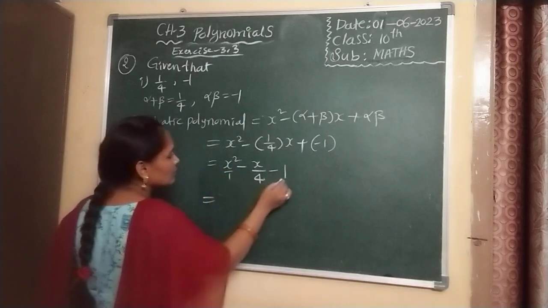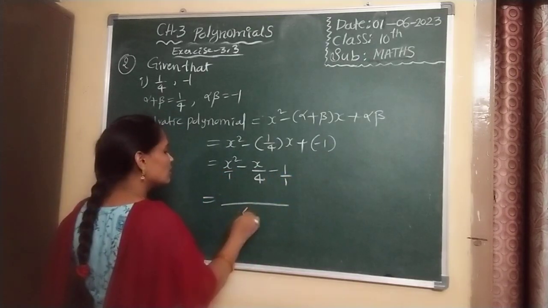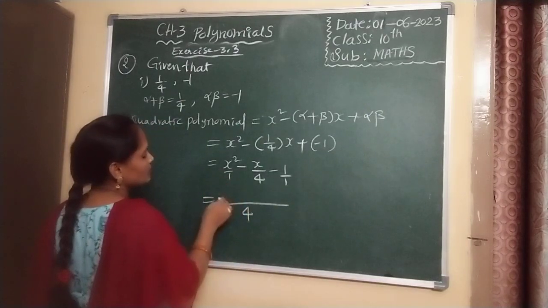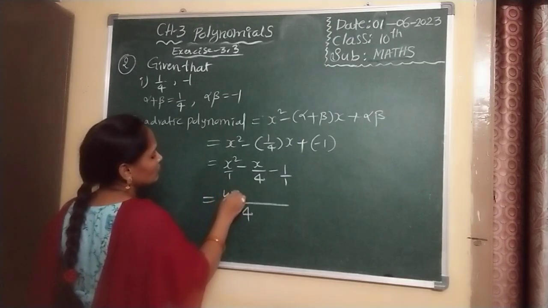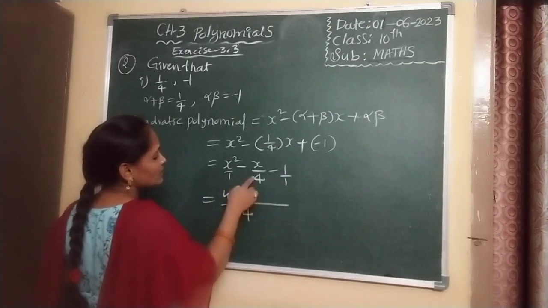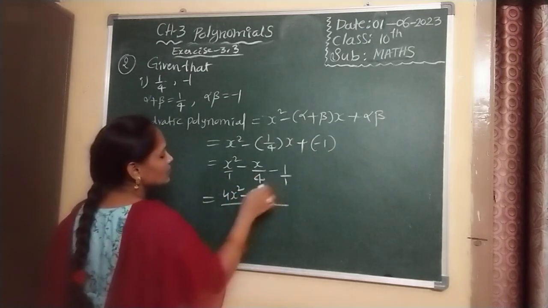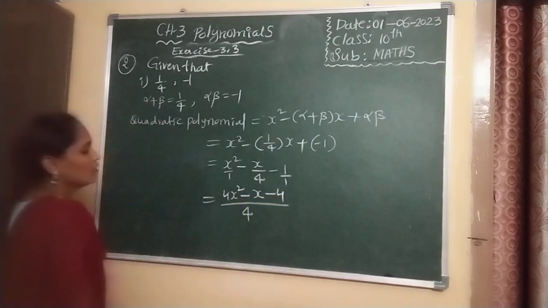Now take the LCM. Where any number is not there, it means 1. For 1 and 4, the LCM is 4, yes or no? Now 1 in 4, 4 times it will go. So 4x square, minus here 4 in 4 one time only it will go, so minus x. Here 1 in 4, 4 times it will go, so 4 into 1 is 4.